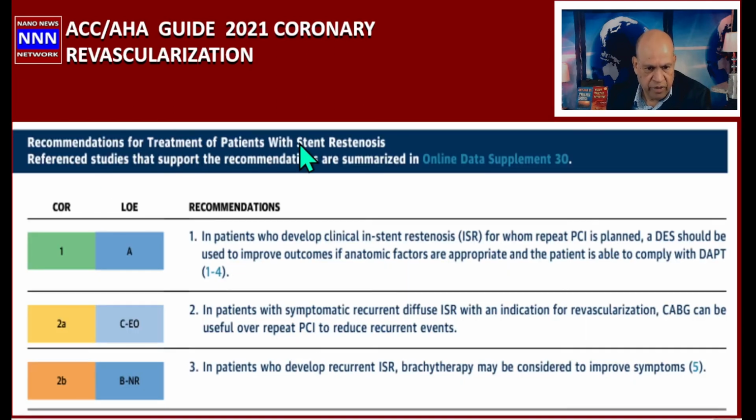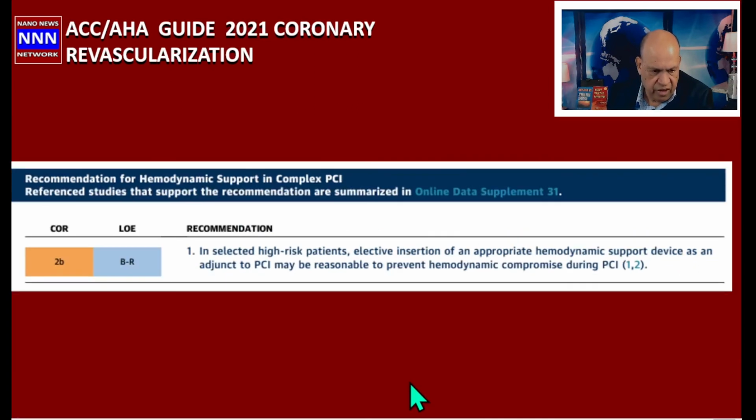Now, recommendations for patients with stent restenosis. You're all familiar with what you do with stent restenosis. Class 1 indication is in patients who develop clinical in-stent stenosis for whom a repeat PCI is planned. A drug-eluting stent is used to improve the outcomes if the anatomic factors are appropriate and the patient is able to comply with dual anti-platelet agents. You can read the rest of the stuff. Let's move on. We got a few more slides.